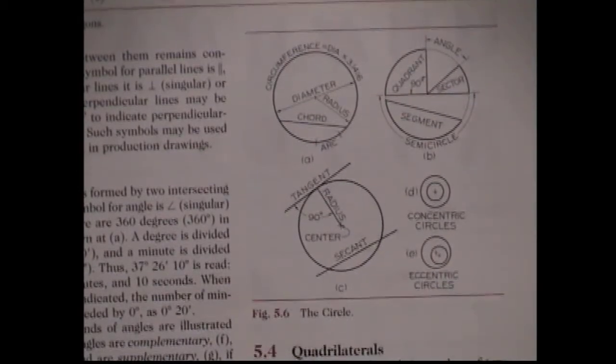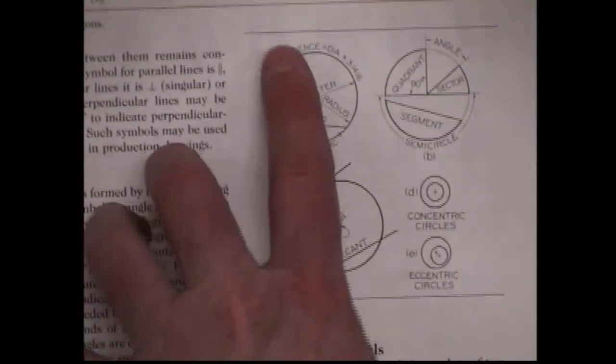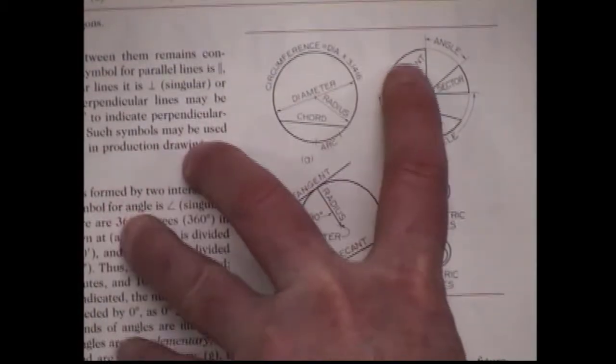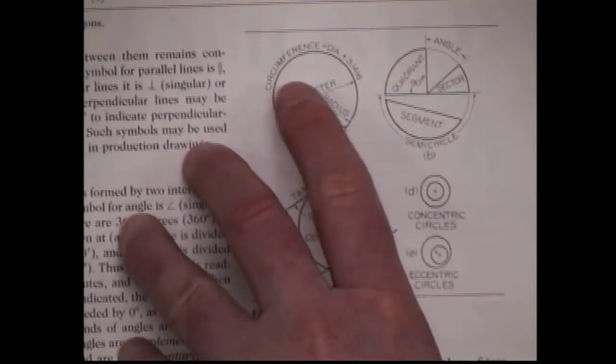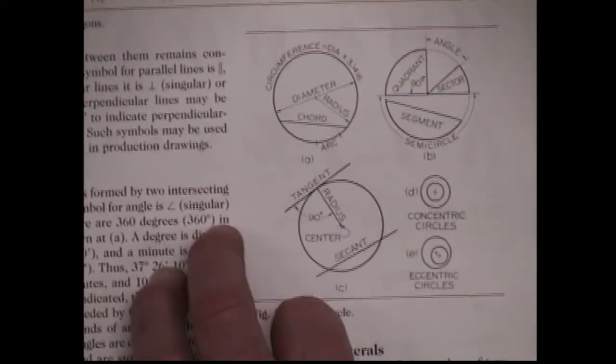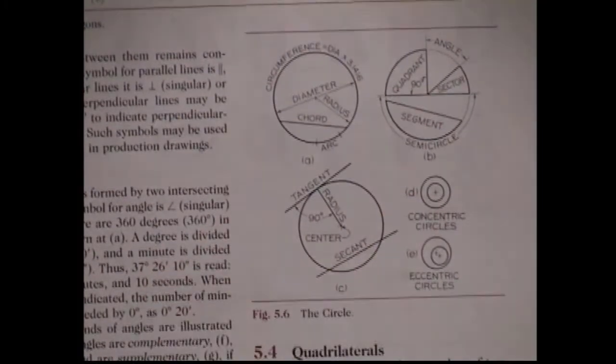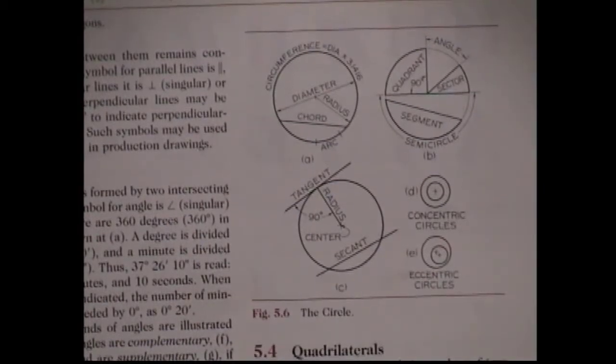And so the most important words that you need to take from here, all of it's important, but you need to know the circumference, you need to know what a quadrant is, diameter, radius, tangent, you need to know what that looks like and what that means, concentric. You're going to use all of these things when you're drawing.